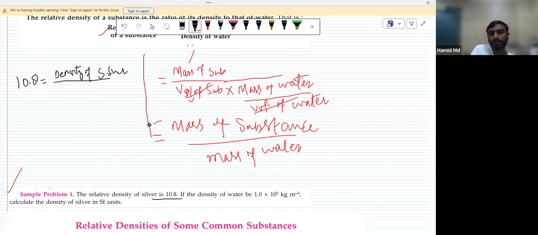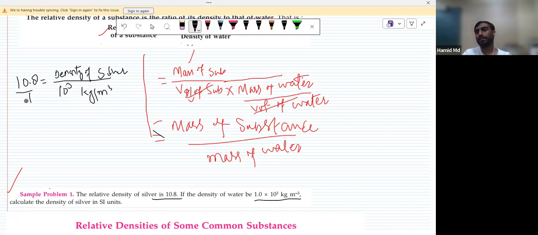The density of water is how much? This is 10 cube kilogram per meter cube. If you don't know the final density, I just write it like that. Okay, now what do we have to do? We have to do the cross multiplication. I'm not going to do it. You do the cross multiplication and fix the numbers.